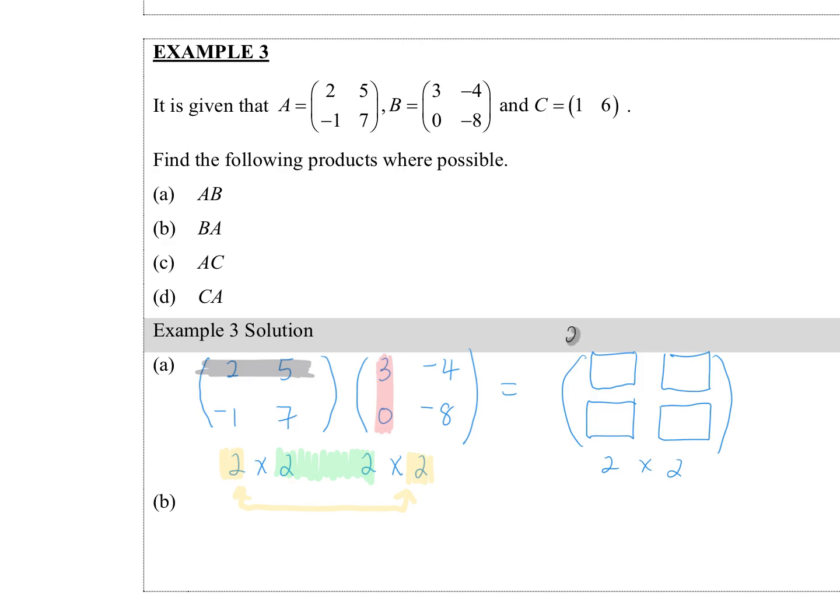This is 2 times 3 plus 5 times 0. So that's why you get the first entry 6. Okay, then once I'm done with the first one, I need to move on to the second one. So I move on to my second column, which is this. So I will use this to multiply with my second one. So 2 times minus 4 plus 5 times minus 8. So I'll put this here. 2 times minus 4 plus 5 times negative 8. So I end up having negative 44.